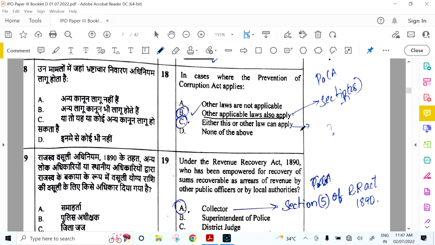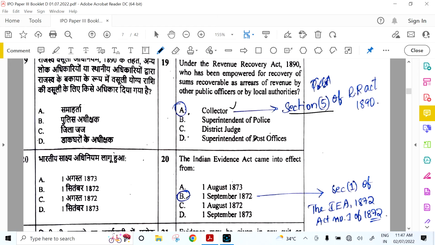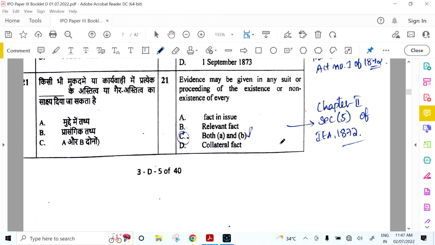Next, under the Revenue Recovery Act 1890, who has been empowered for recovery of sums recoverable as arrears of revenue by other public officers or by local authorities? As per RR Act 1890, Section 5 says it is the collector, the district collector. That is why we report to the collector if any RR Act is to be imposed. The Indian Evidence Act came into effect from 1st of September 1872. Next, Section 1 says evidence may be given in any suit or proceeding of the existence or non-existence of every fact in issue and relevant fact. The answer is both A and B.